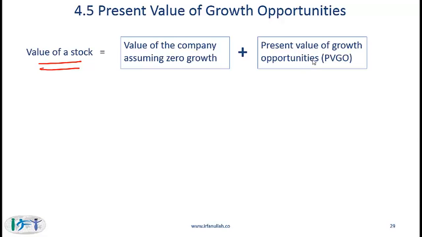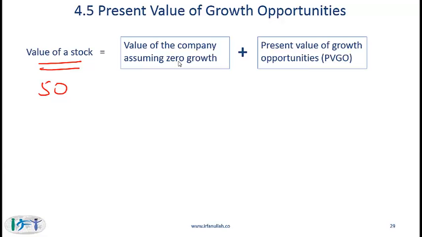So take a simple company where let's say that the value is the same as the price, equal to $50. Now, what do we mean by the value of the company assuming zero growth? If you have a company which is generating earnings, but there are no profitable opportunities, what do you think such a company should do with the earnings? Those earnings should then be given to shareholders.